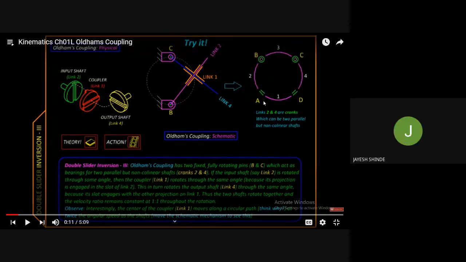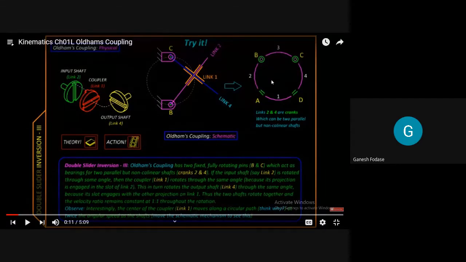Between 2 and 1, and 1 and 4. Okay. So 2 with 1 and 4 with 1 form a prismatic pair. So 1 is forming a prismatic pair with both links 2 and 4. Understand? Similarly, 3 with 2 forms which kind of pair? Turning pair. And 3 with 4 also forms a turning pair. Okay, that's the basics of this mechanism.